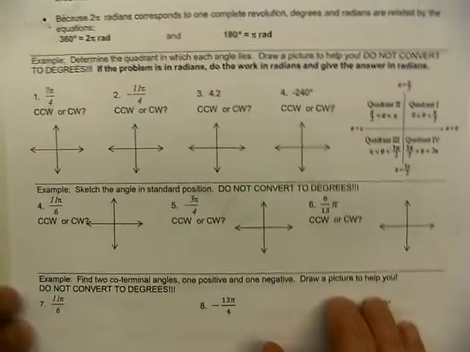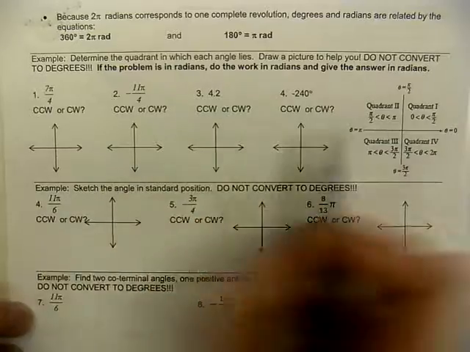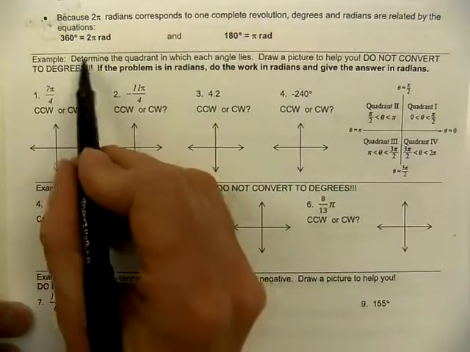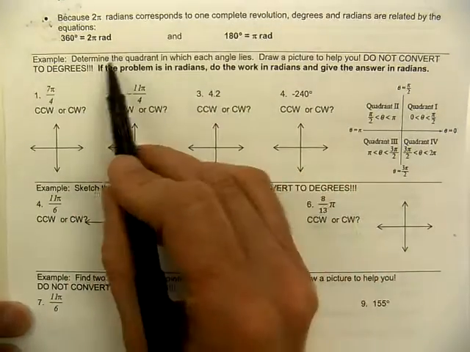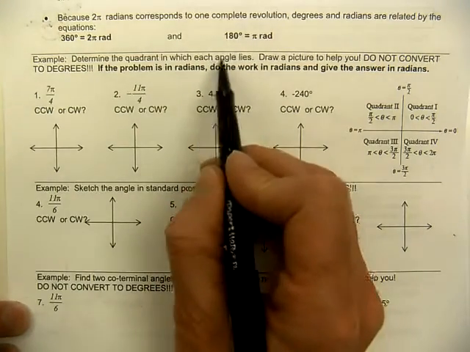Let's go to our examples. We are looking at these specific skills. We want to draw the angle. We're really doing that in these top 2 rows. But in the top row, in addition to drawing the angle, we want to determine the quadrant in which the angle lies. What we really mean is determine the quadrant in which the terminal side of the angle lies.